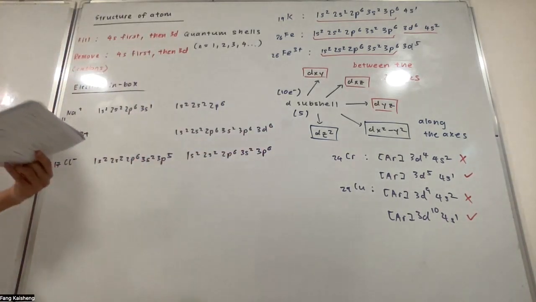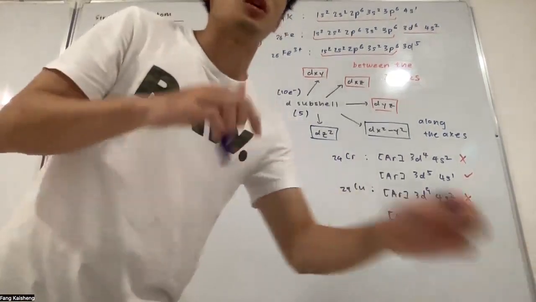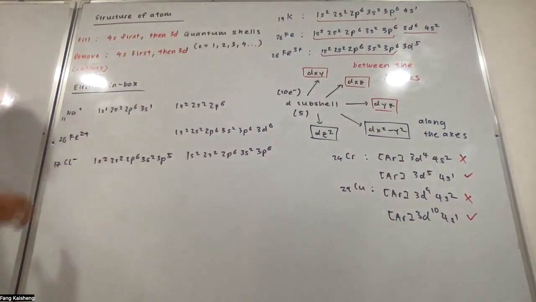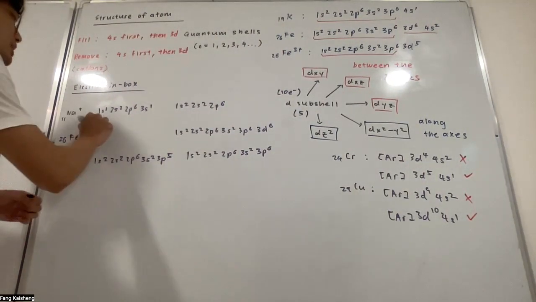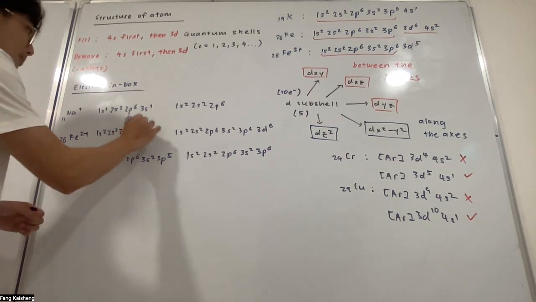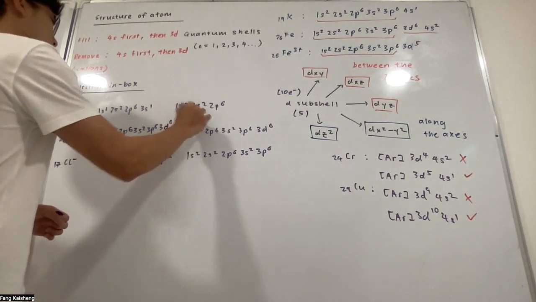Now, with that said, we will take a look at the electron in box diagram. This is not really in the notes yet, so we just go through it right now. We can express the electronic configuration of all of these in terms of an electron in box diagram. How does this work? Let me just fill this in first. This one, 4s2.